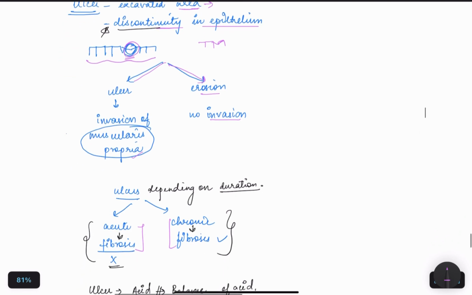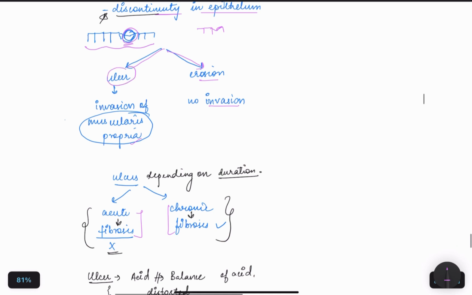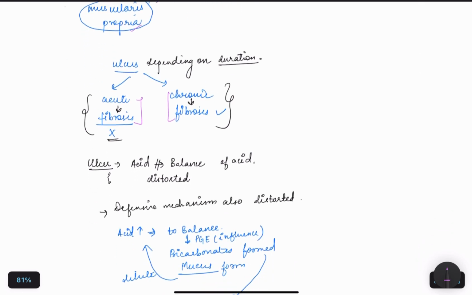So what is the difference between ulcer and erosion? Ulcer is an invasion of the muscularis propria, but erosion is no invasion. An ulcer can be of two types, acute and chronic, depending on the duration. Fibrosis is not present in acute ulcers but is present in chronic ulcers.